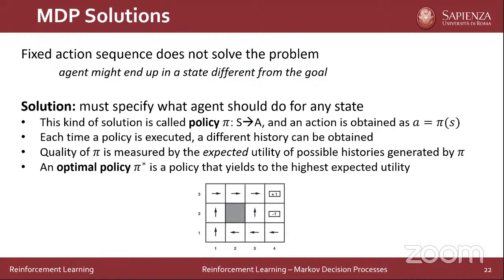So how do we measure the quality of a certain policy pi? We do it by looking at the expected utility of the histories, so the trajectories generated by the policy itself. So an optimal policy is the policy that always brings the agent to the highest expected utility.